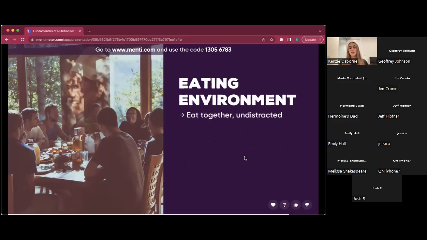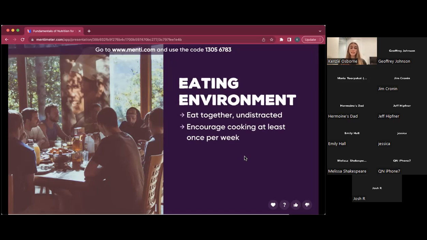A couple ways that you can do this is encourage eating together. It may be hard as a coach to do this, but trying to encourage your students or your athletes' families to eat together can be good. Or even if you are doing a camp and it's going through the day, encourage eating together at lunchtime.